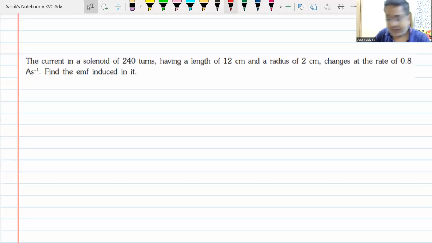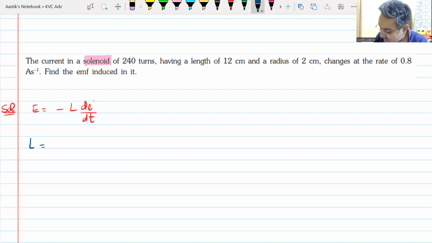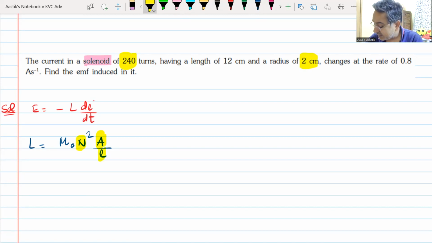So how are we supposed to do this? Anyone, any idea? The EMF induced in the coil will be minus L into di by dt. This is a solenoid. What is the self-inductance of a solenoid? The self-inductance of a solenoid is mu naught into N square into A by l. The value of mu naught is 4 pi into 10 to the power minus 7. N is the number of turns, which is given as 240. Area is pi r square. The radius is given as 2 centimeters, so you can find out the area. Length of the solenoid is given as 12 centimeters. You can convert it into meters and get the answer.